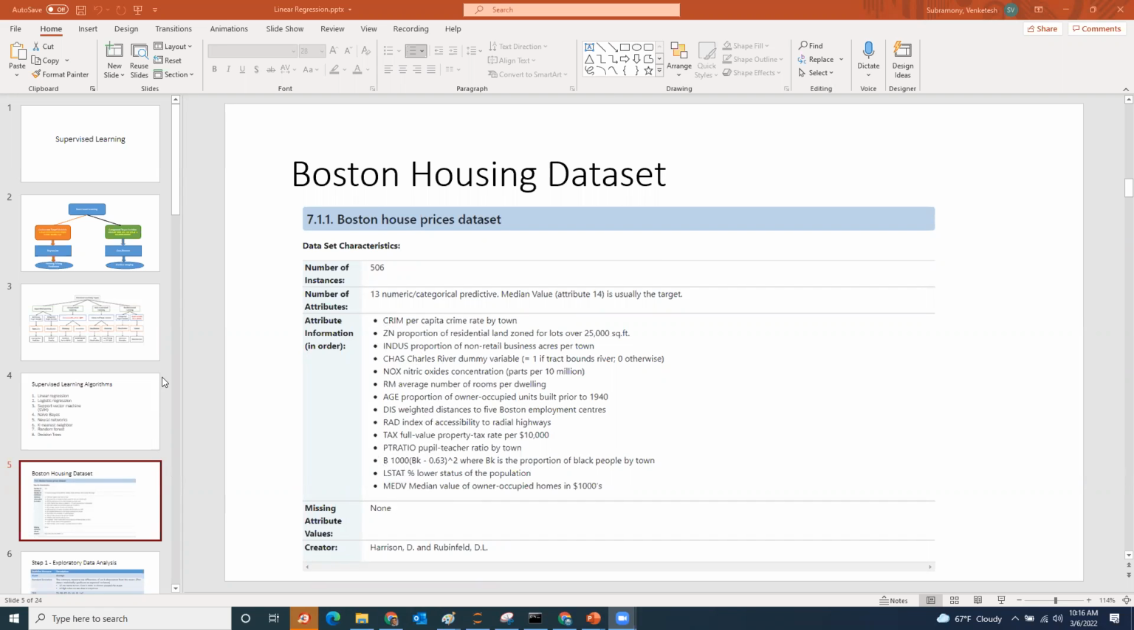Don't you agree that to teach the model, you need a data set? Yes or no? Yes. So you need a data set to teach the model.